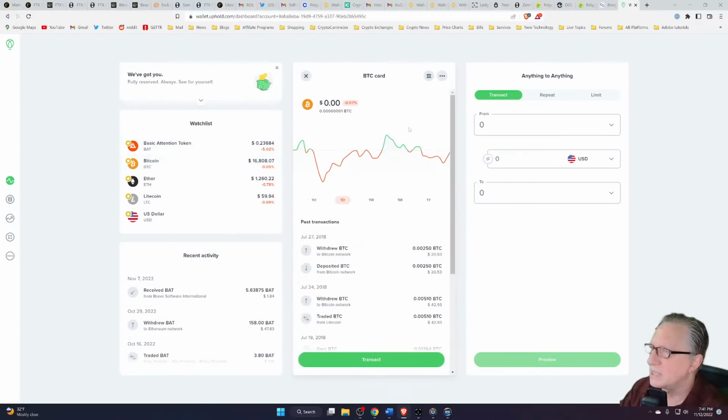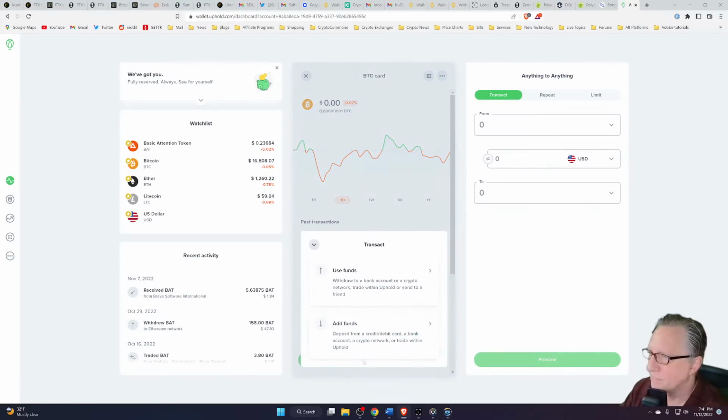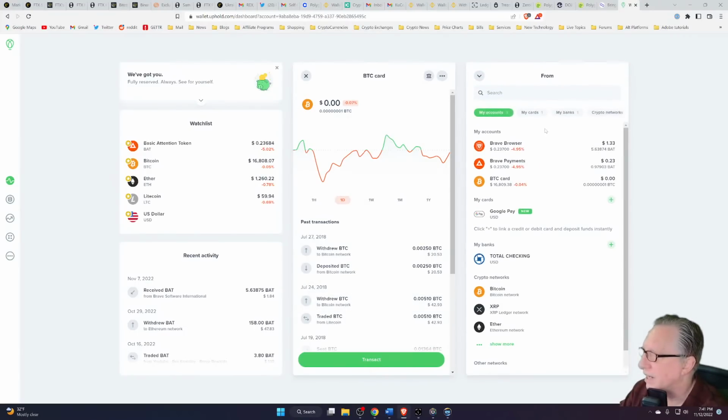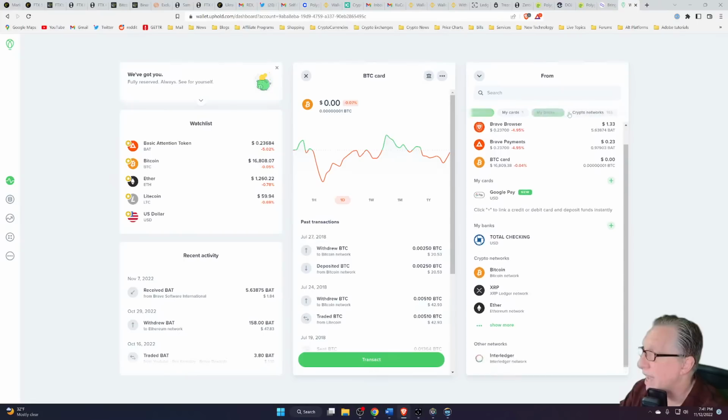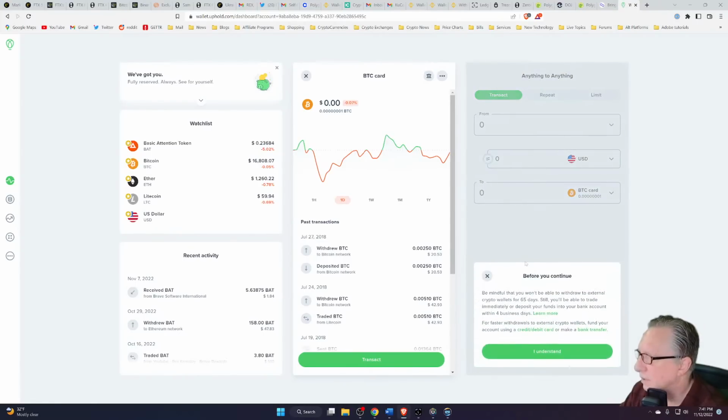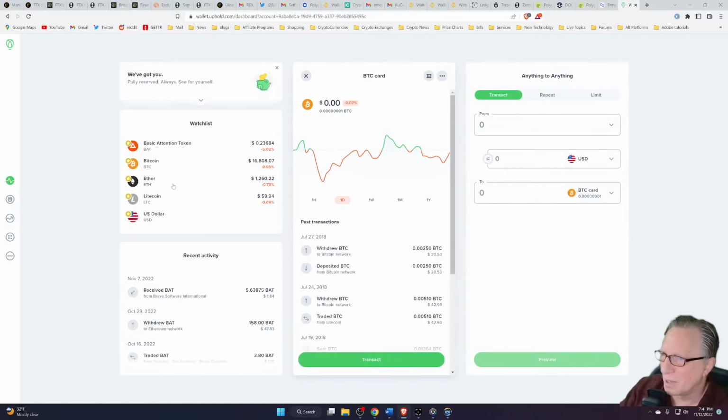Okay, so here's my BTC card. Okay, transact. Okay, here we go. Withdraw to a bank account, add funds, deposit from a credit, a bank account, crypto network, or trade within Uphold. Okay, here I am. Transact. Oh, this is so strange. My banks. Okay. Be mindful that you won't be able to withdraw to external crypto wallets for 65 days. I'm not going there. Sorry. This is why I don't use Uphold.